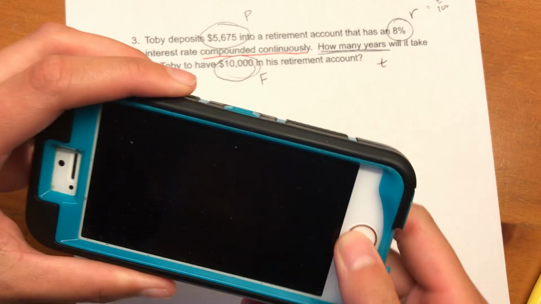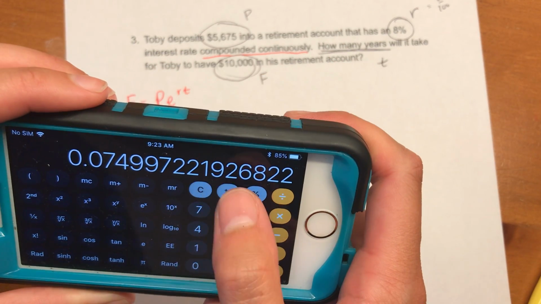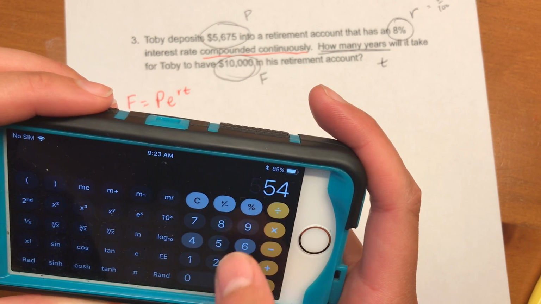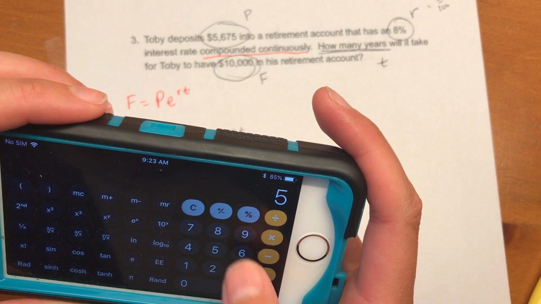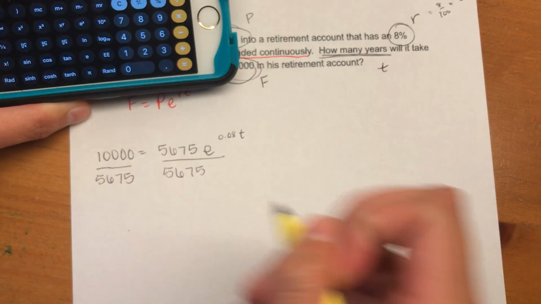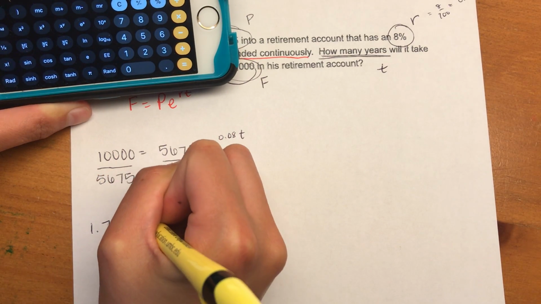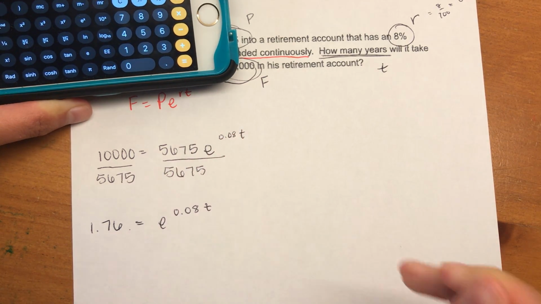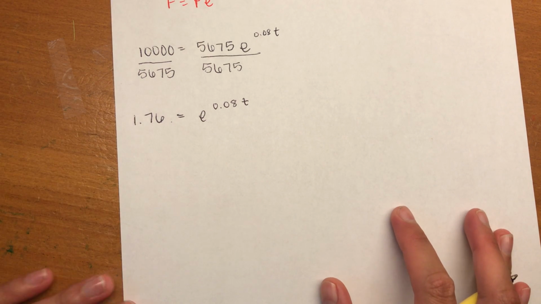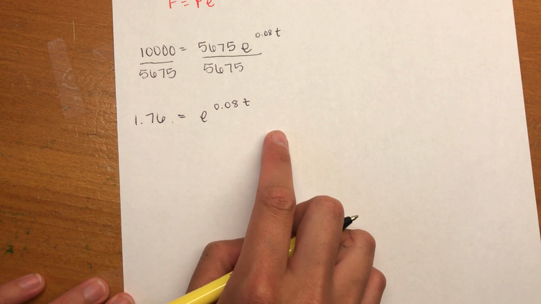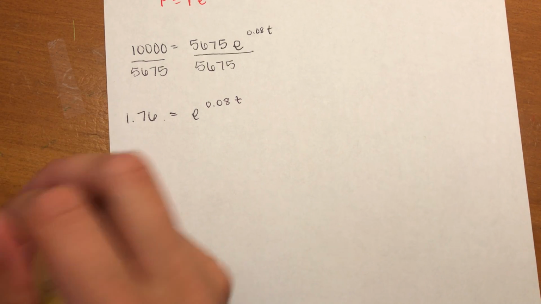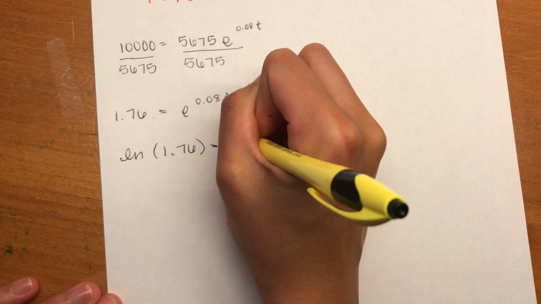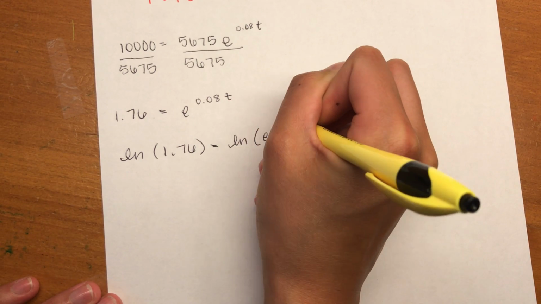And I've got, okay, let's do this. 10,000 divided by 5,675 is 1.76 equals e to the 0.08 times t. And now that my exponent is isolated, what can I do to both sides? Take the natural logarithm. Natural logarithm of 1.76 equals the natural logarithm of e to the 0.08t.